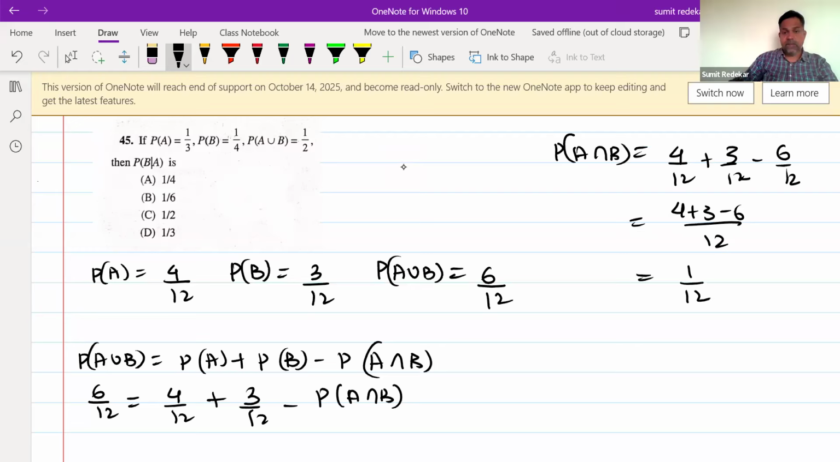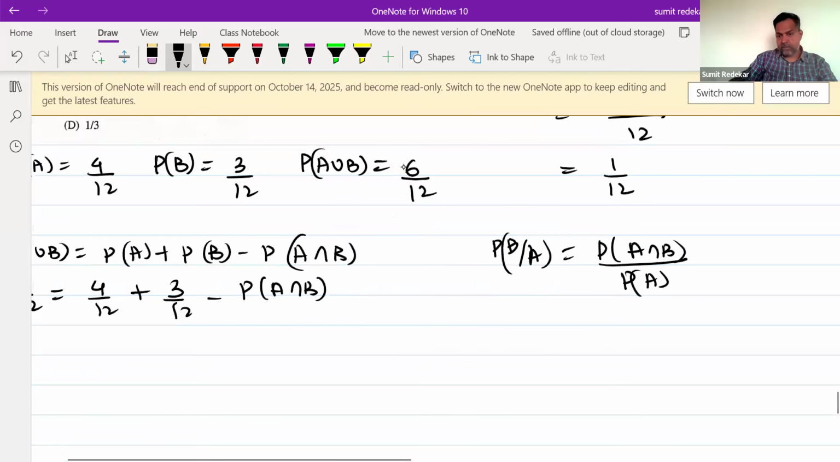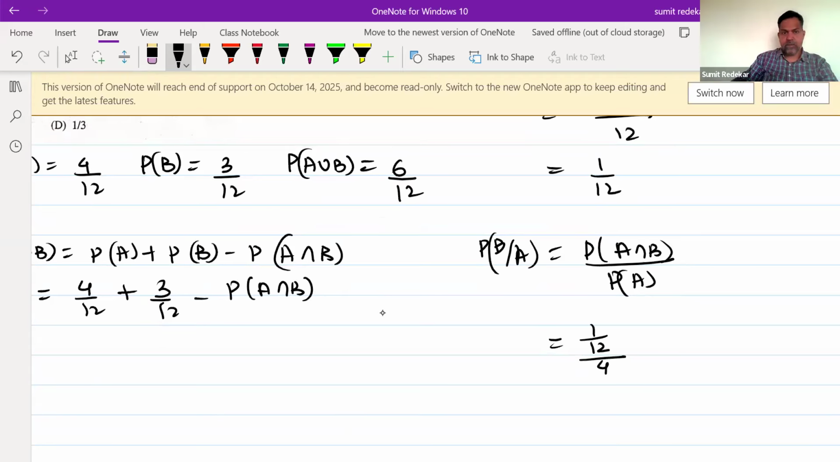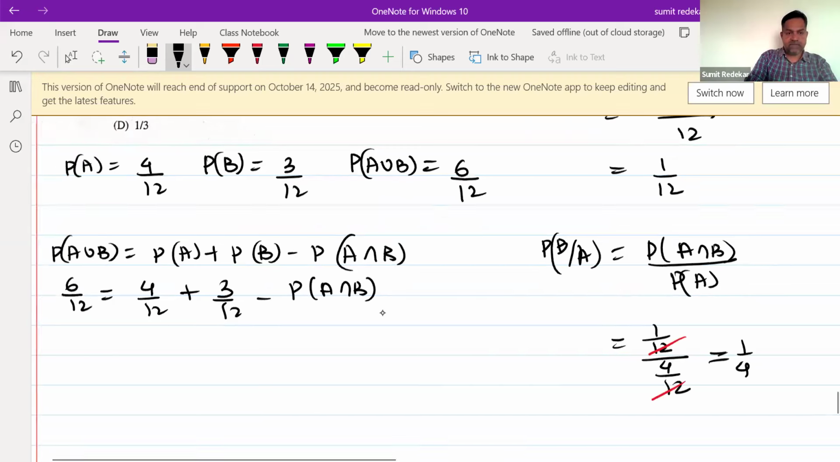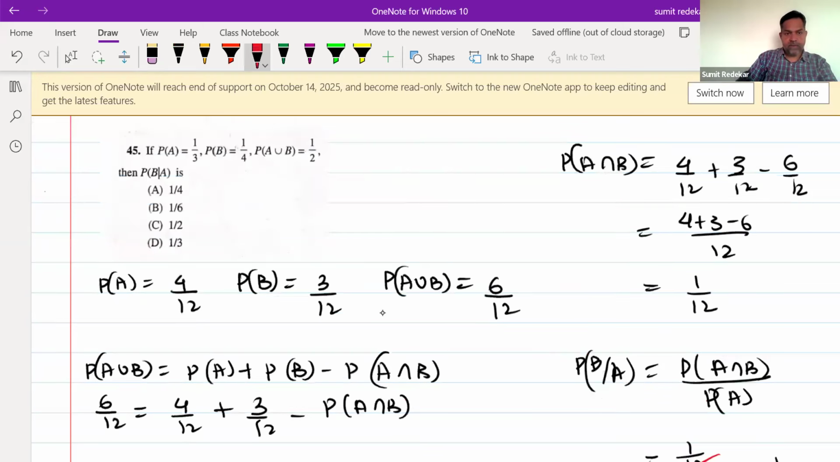Intersection आ गया. अब चाहिए आपको probability of B knowing that A has occurred, which is probability of A intersection B upon probability of A. अब A intersection B क्या आता है? 1/12 divided by A क्या आता है? 4/12. 12 cancel हो जाता है, which is 1 out of 4. Is going to be the answer. So the answer is going to be A, 1 out of 4. That is 45.